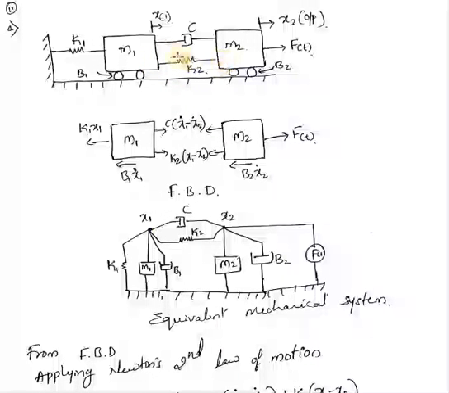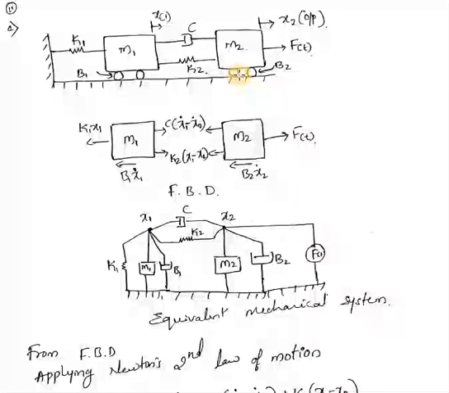So here in the given problem, there are two masses M1 and M2. M1 is attached to K1. In turn, this K1 is attached to the fixed surface. And between M1 and M2, we have C, that is the damper. And here it is K2. And on M2, F of t is applied. Here, we are asked to consider the frictional coefficient, that is B1 for this one and B2 for this one. That is the friction between the surface and these rolling wheels.